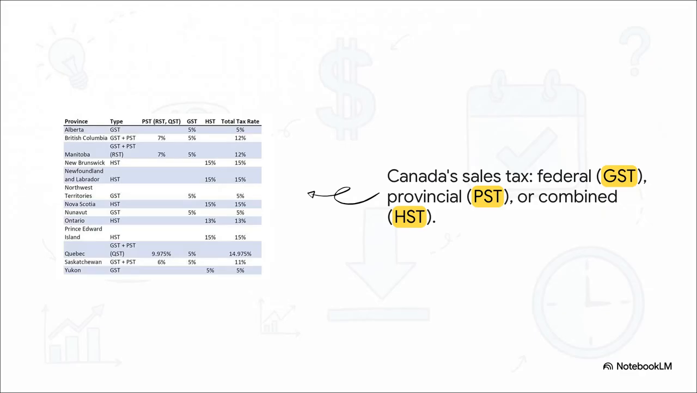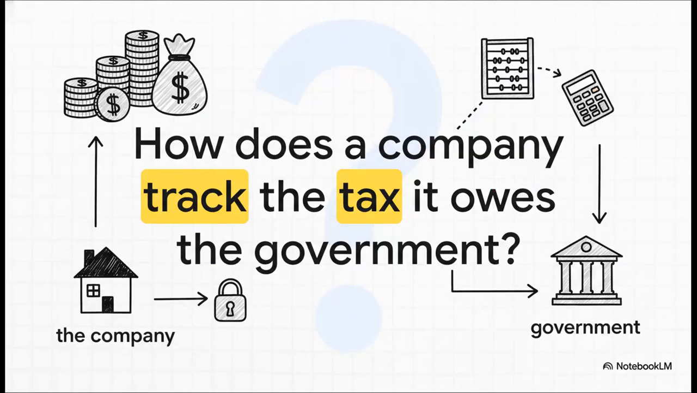And in a place like Canada, this can get, well, a little complicated fast. You've got a federal tax, then you've got provincial taxes, and sometimes they're all combined into one. So the rates can swing wildly, from 5% in one province to nearly 15% in another. But here's the key. For the business that's collecting all this tax, the basic accounting principle is exactly the same no matter what the rate is.